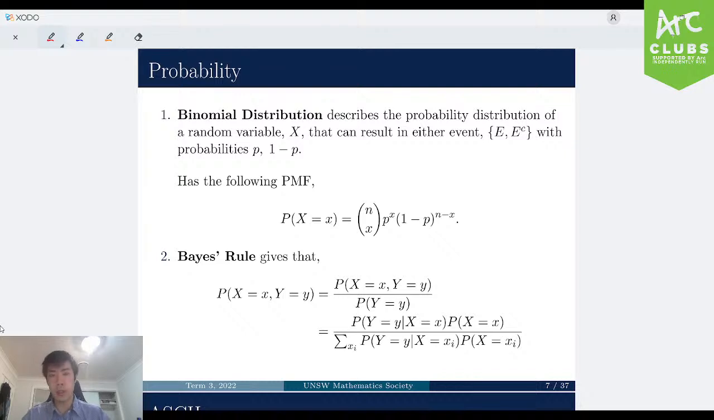Another topic that will be quite frequently coming up would be probability. The only distribution you'll probably need to know is the binomial distribution. And I guess Bayes' rule for conditional probability and the law of total probability, you probably need to know some of those as well.